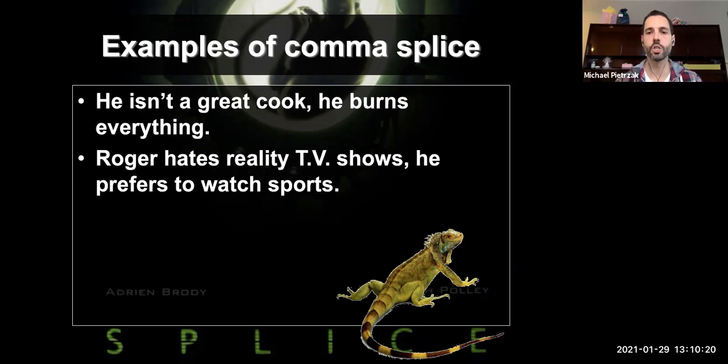Roger hates reality TV shows, he prefers to watch sports. Okay, great, that's true. But again, two independent sentences. These are complete sentences joined by a comma. So there's a way to fix this. We're going to get to this.